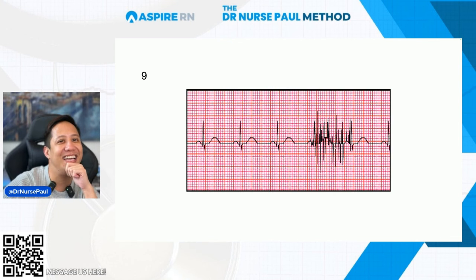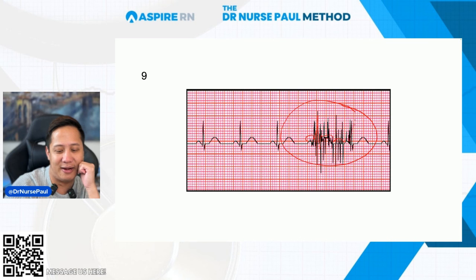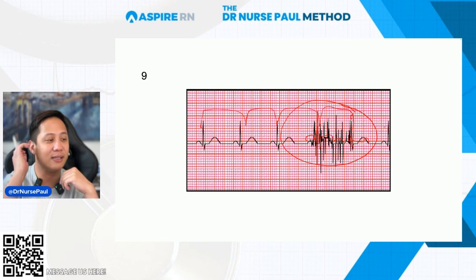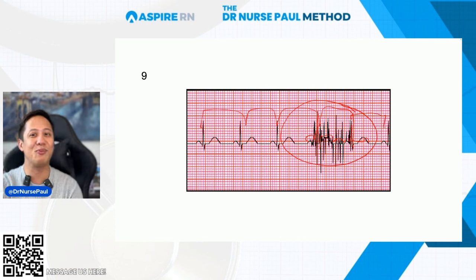Number nine is normal sinus rhythm with artifacts. You see the normal sinus rhythm? Hold on. Guys, you see that? That's artifacts. You literally can see the PQRST behind it. QRS, QRS, QRS. I see it. Normal sinus rhythm with artifacts.